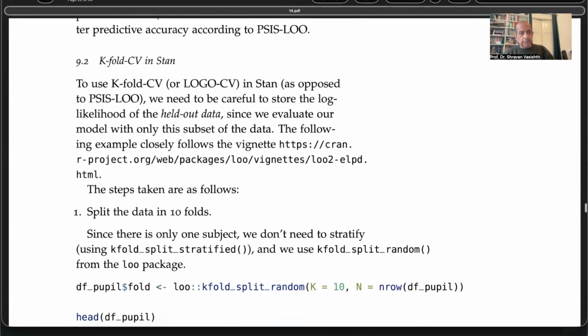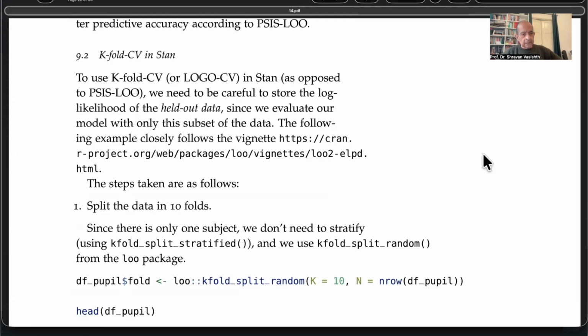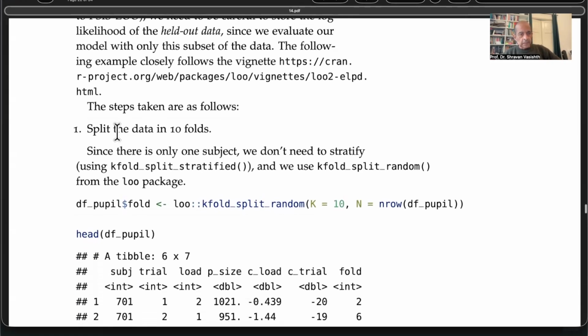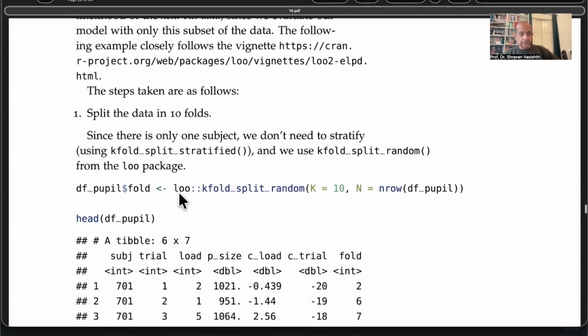Right, so here we are at k-fold cross validation in Stan. The steps we're going to take are the following. We split the data into 10 folds because it's k-fold, with k equal to 10, and there's a function in the loo package that does that for you. We don't need to stratify the data because we have only one subject, so we are using k-fold split random, just randomly holding out some data and creating 10 training sets.